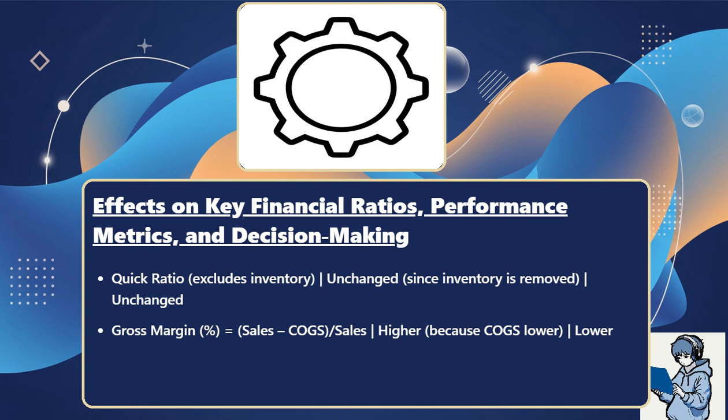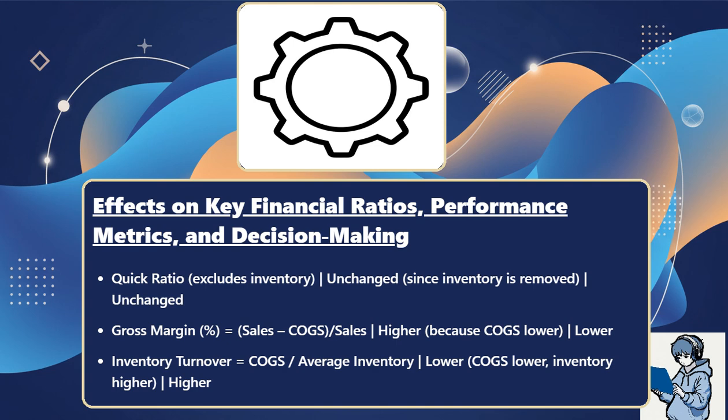Gross margin percent equals sales minus cost of goods sold divided by sales. Under FIFO, gross margin is higher because cost of goods sold is lower. Under LIFO, gross margin is lower. Inventory turnover equals cost of goods sold divided by average inventory. Under FIFO, turnover is lower because cost of goods sold is lower and inventory is higher. Under LIFO, turnover is higher.